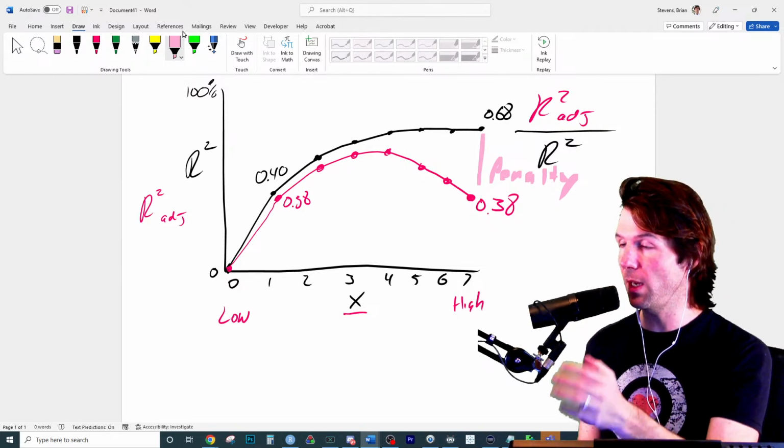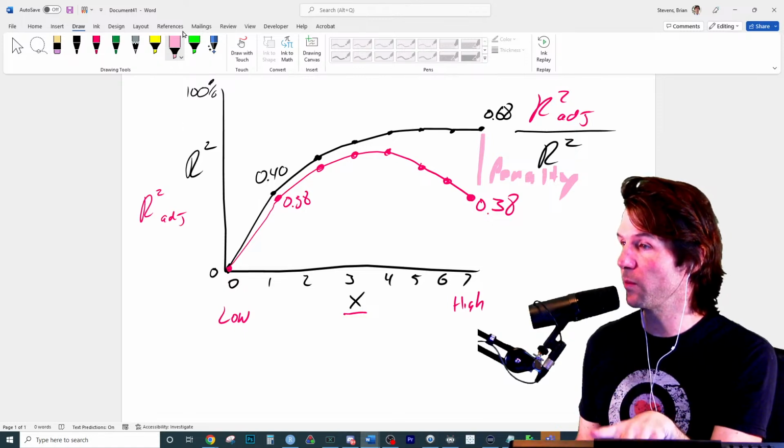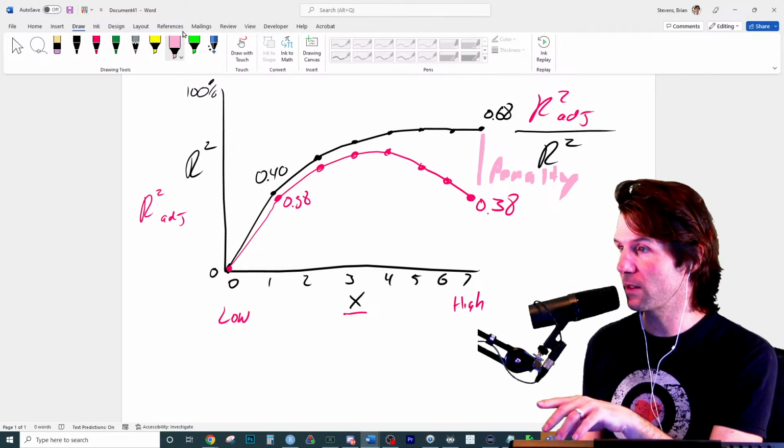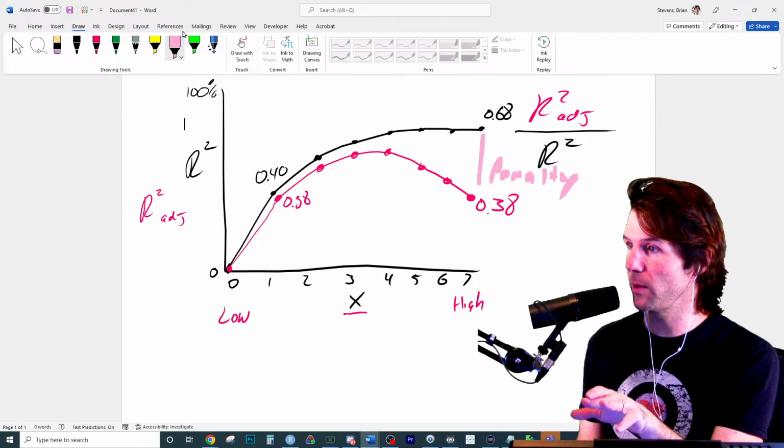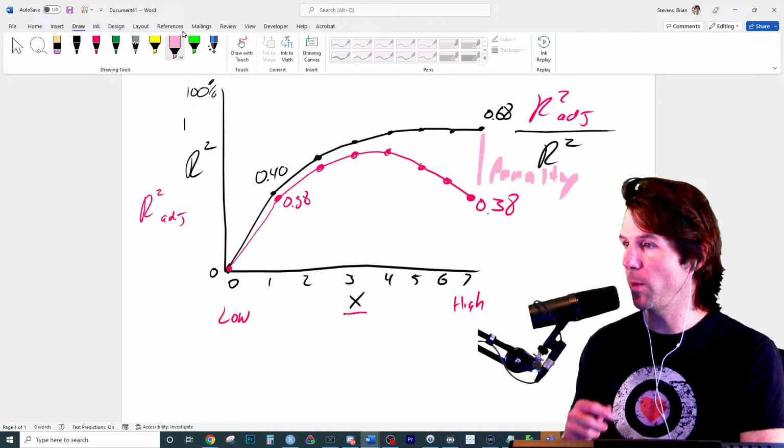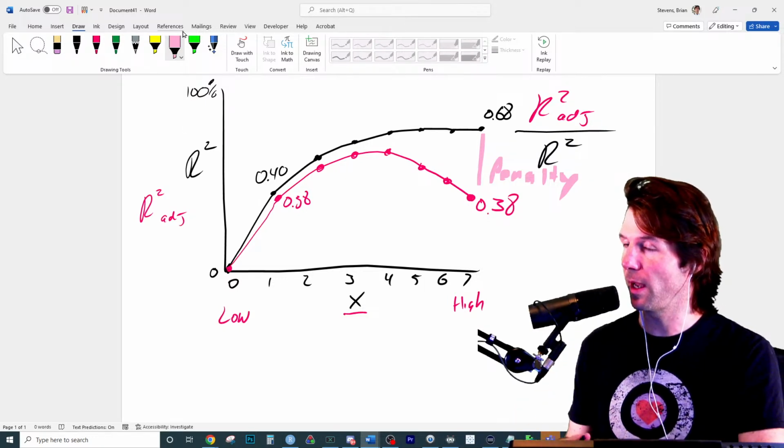But if you're adding good x's, the penalty will be small. If you're adding bad x's, the penalty will be large. So it'll stop you from adding variables that you shouldn't add. Does that make sense? If you add bad x's to your model that just don't help, you know what can actually happen?